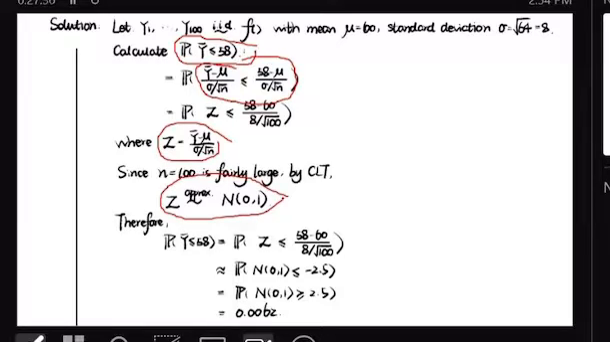You know why? n equal to 100, CLT applies because we got the rule of thumb. The rule of thumb is at least 30. Now, in the end, you want to find the probability of z less or equal to negative 2.5. This is where we make use of statistical table, or you can make use of R. Here it's going to be pnorm of negative 2.5. That will give you 0.0062.